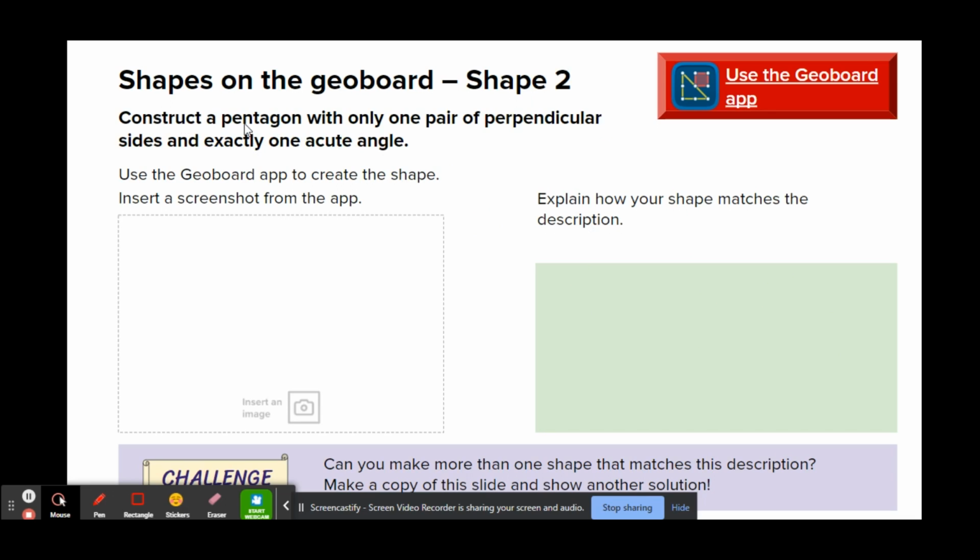Last one, construct a pentagon. A pentagon has 5 sides. So the very basic pentagon looks like a house or a birdhouse. You're going to make one with only 1 pair of perpendicular sides and exactly 1 acute angle. Explain how your shape matches that description.